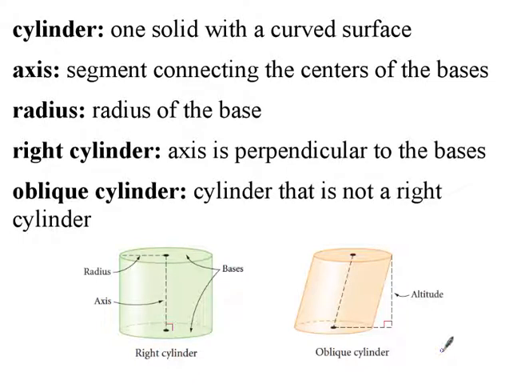You know what the radius is? It's the radius of the base. A right cylinder, the axis is perpendicular to the bases, and an oblique cylinder is a cylinder that is not a right cylinder. So basically, once again, a right cylinder, I don't know if you would need to write this down, but a right cylinder is upright. What about an oblique cylinder? What's that? Slanted.